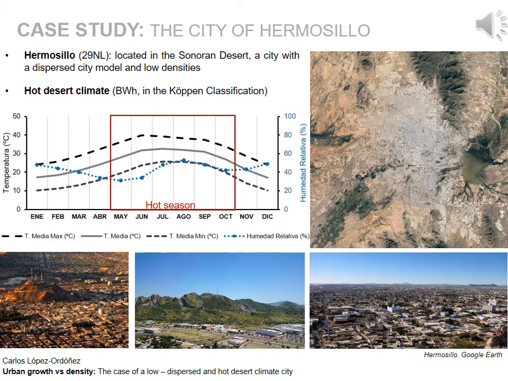Hermosillo is located in the Sonoran Desert and is the capital of the Mexican state of Sonora. It follows a dispersed city model with single-story dwellings, wide streets, and low edificatory densities. As a desert city, it has clear skies and high levels of solar radiation throughout the year, with low humidity. The annual mean temperature is 25 degrees, but during the hot season, the city presents temperatures of 40 to 45 degrees, sometimes reaching 50 degrees.